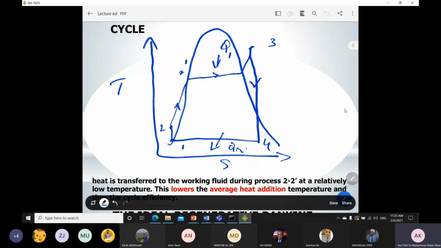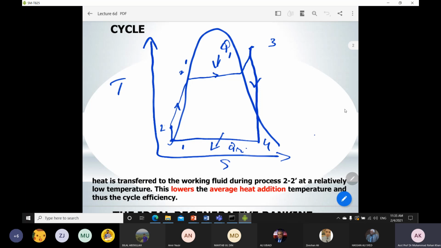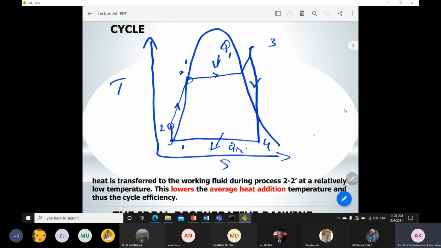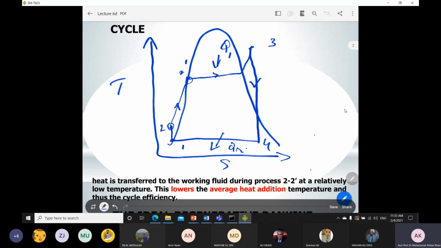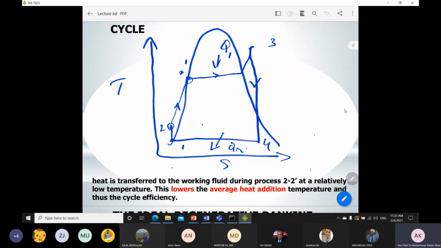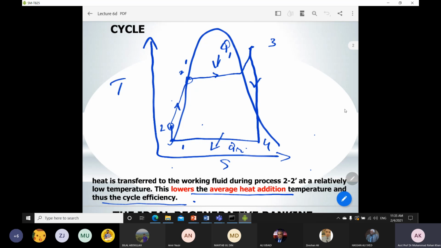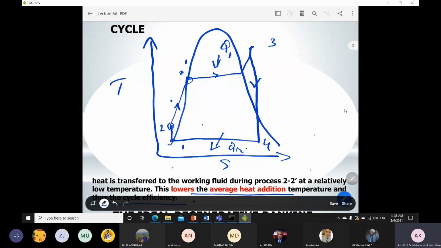What happens with your Rankine cycle is that 2 and 2 dash, which are shown in your diagram, are at relatively low temperature. If it is at low temperature, this lowers the average heat addition temperature and thus the cycle efficiency. So the idea behind the regenerative Rankine cycle is to increase this point, as much as you can, so that the thermal stresses in your boiler will be less and you will get the maximum efficiency. Also the area under the curve improves.